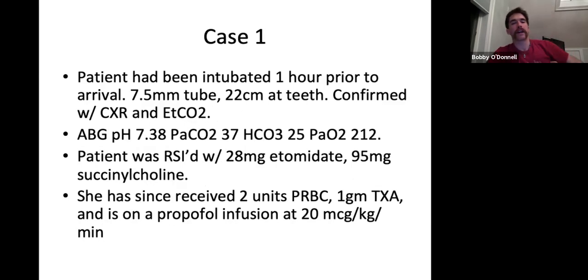The ABG you get is a pH of 7.38, PaCO2 of 37, bicarb 25, and a PaO2 of 212. They were given etomidate and sux for the induction. And for medications, they've gotten 2 units of packed red cells, a gram of TXA, and they're on propofol at 20 mics per kg per minute.